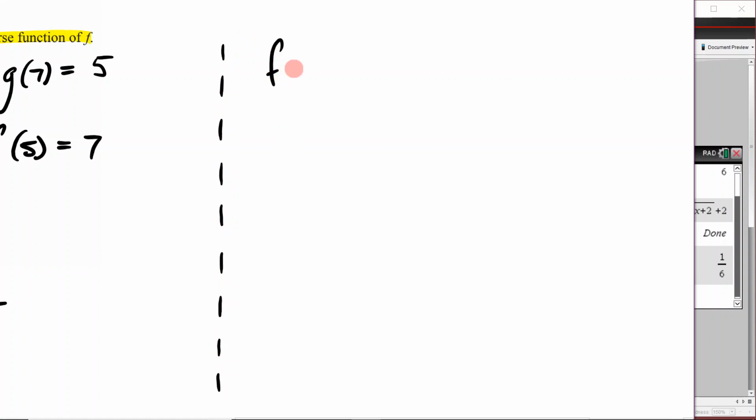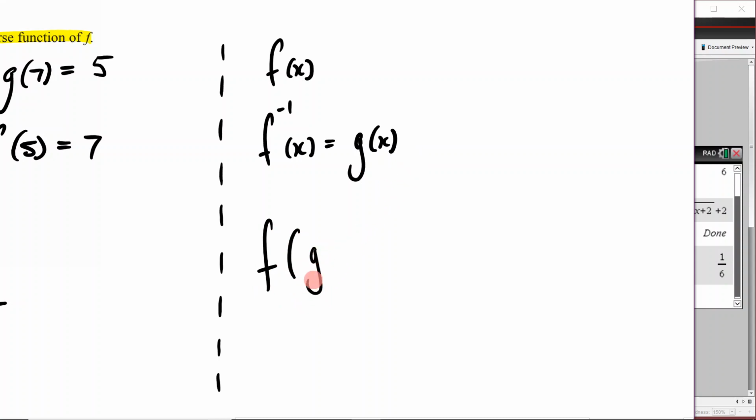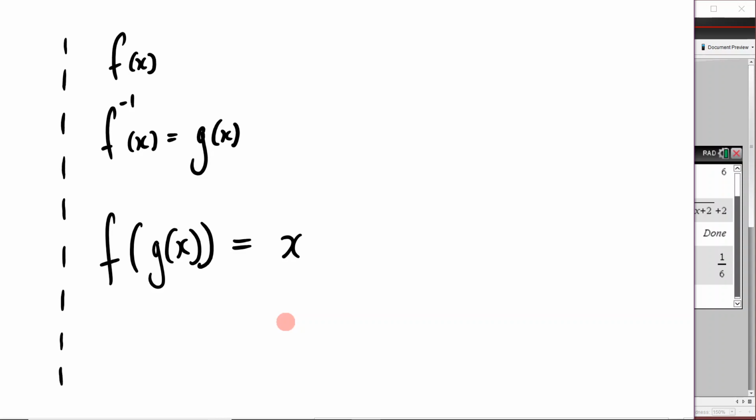If I tell you that we have f of x, and then I'm saying we're going to get the inverse of that, and we're going to let the inverse be g of x. If I now took my function and I put inside of it the inverse, what am I going to get out? I'm going to get x out. Let me just prove that to you for a moment.